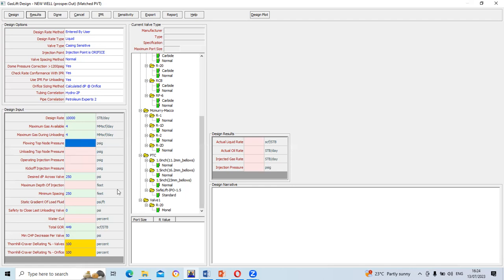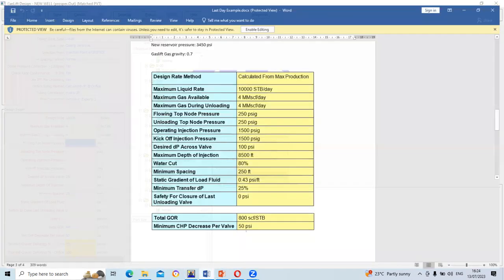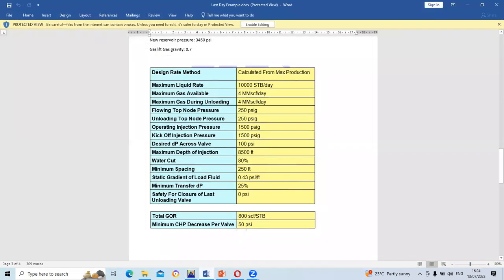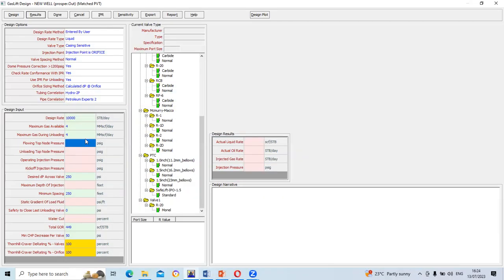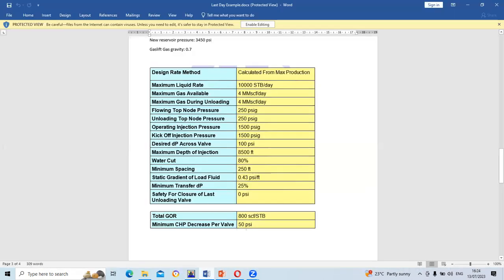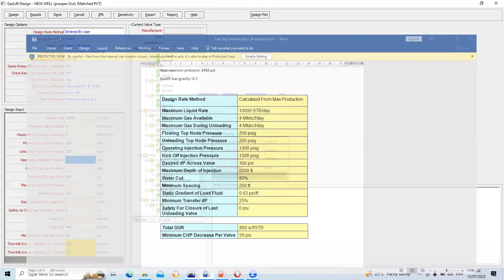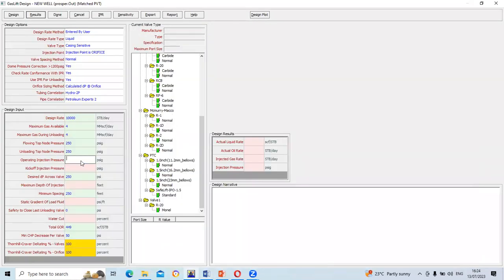So we are talking about the wellhead pressure, we could say 250 psi. Okay, so we take this 250 psi. Unloading top node pressure is also at 250 psi. Operating injection pressure, 1,500.